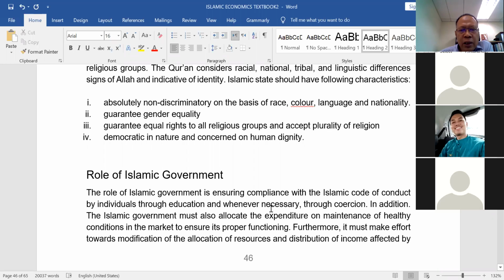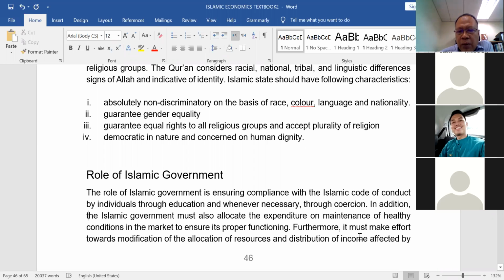In addition, the Islamic government must also allocate the expenditure on maintenance of healthy conditions in the market to ensure its proper functioning.